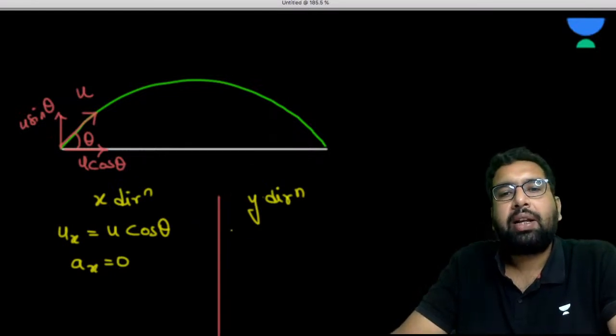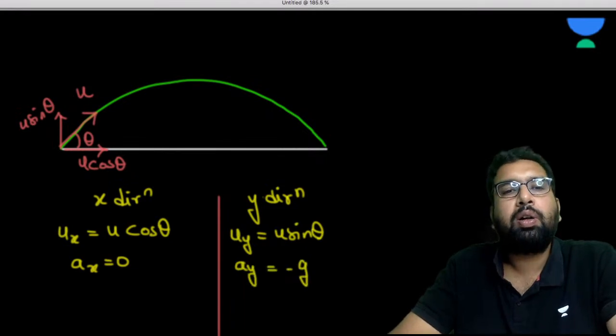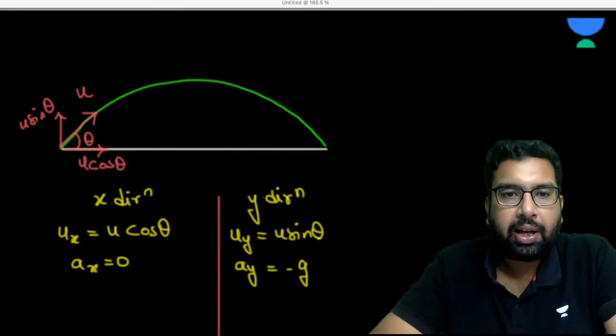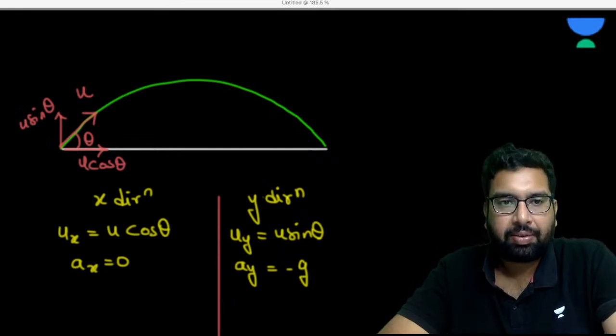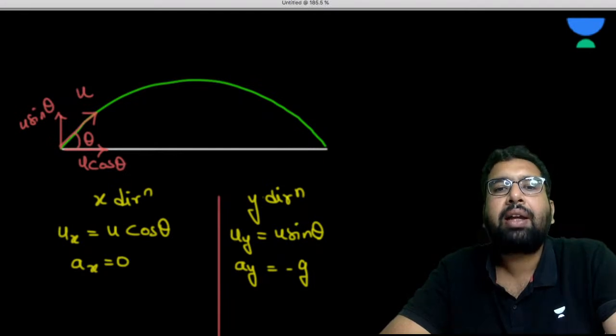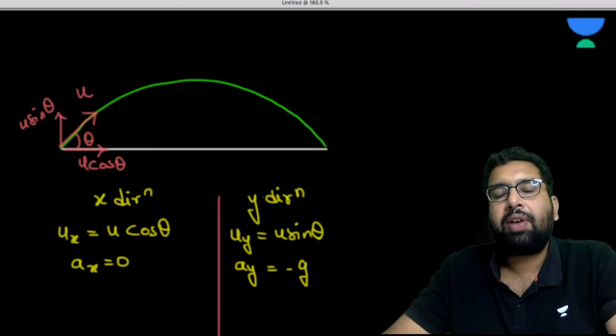Then in the y direction, it has an initial velocity of u sin theta, and the acceleration is minus g, because gravitational acceleration always acts in the downward direction. And the downward direction, in our journey, we have considered as the negative direction. So we have the x direction and the y direction.